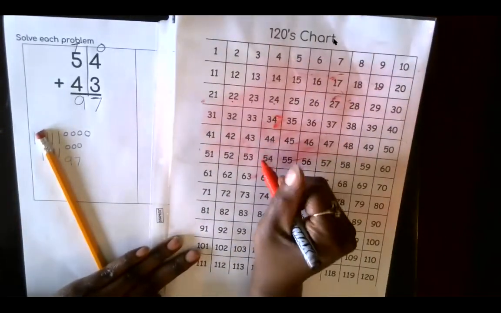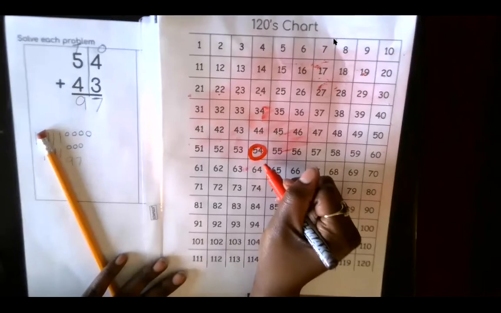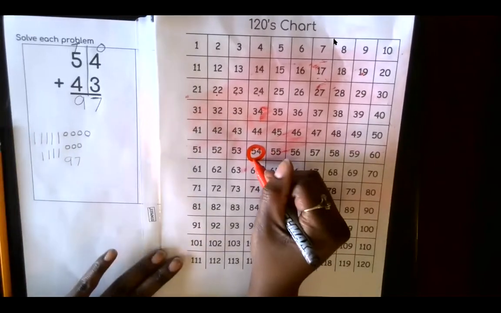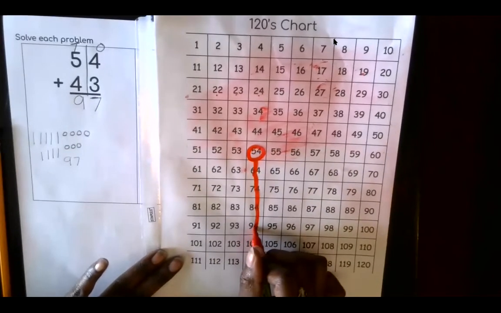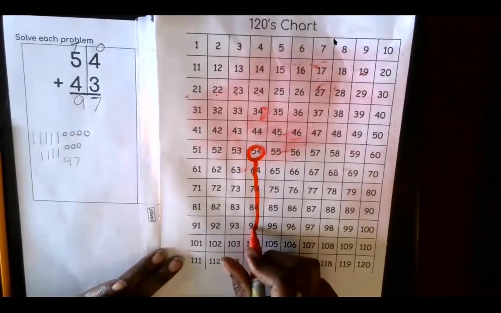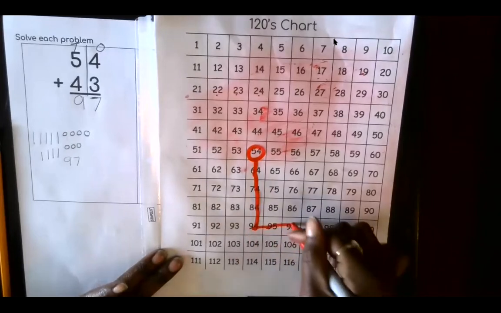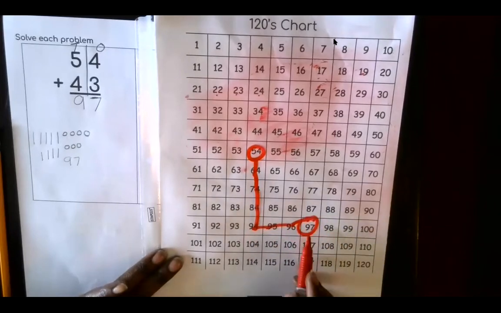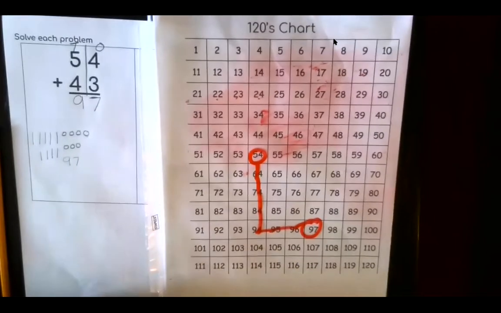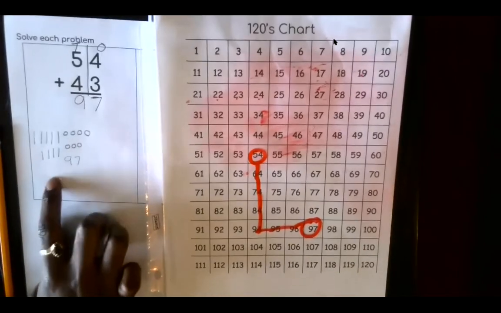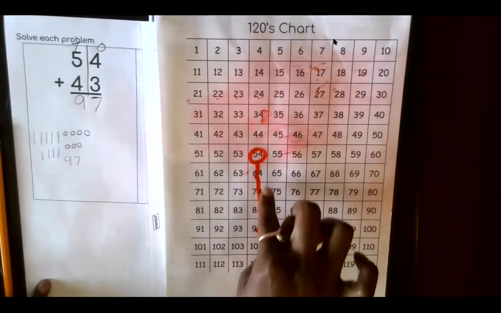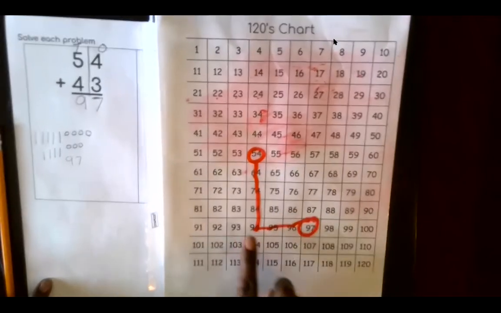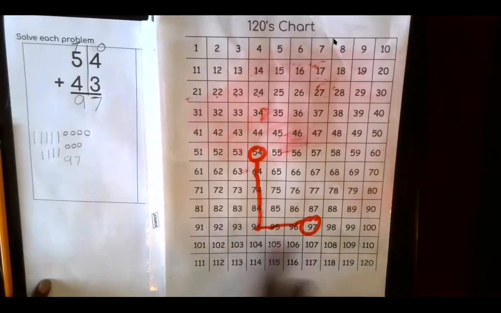So I start at 54. I'm going to go down 4 spaces because that's plus. So 10, 20, 30, 40. Now to the right, when numbers get larger, 3, 41, 42, 43. Did I get 97? Yep, I did. So you can use your hundreds chart as your second strategy. And you can write, I started at 54. I jumped down 4 spaces and to the right 3. And you can do it that way too.